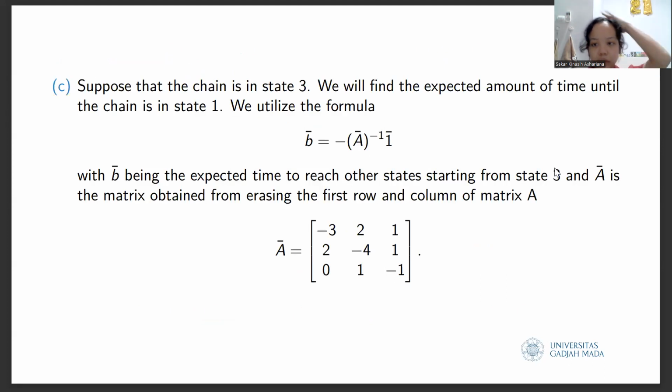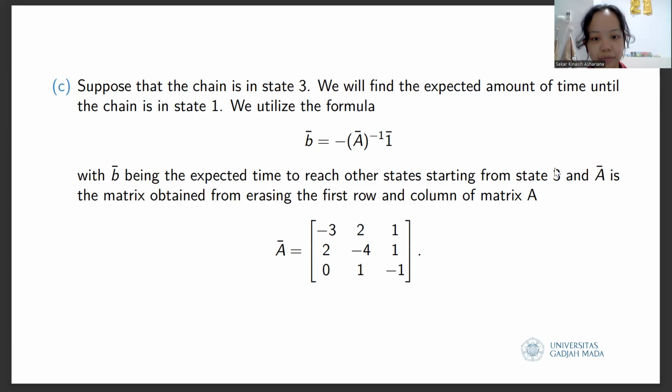And then the last question for number 1 is, suppose the chain is in state 3, find the expected amount of time until the chain is in state 1. So we have the formula B bar equals minus A bar inverse times the column vector of 1, with B bar being the expected amount of time to reach other states starting from state 3. And A bar is the matrix obtained from erasing the state that we want to reach, column and row.